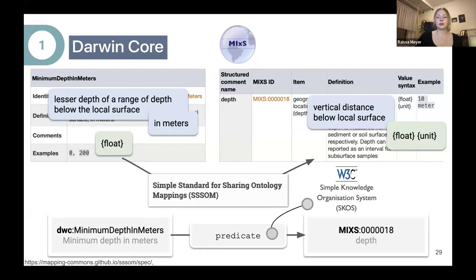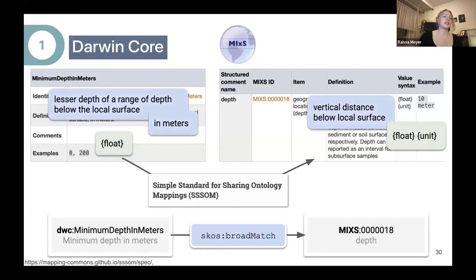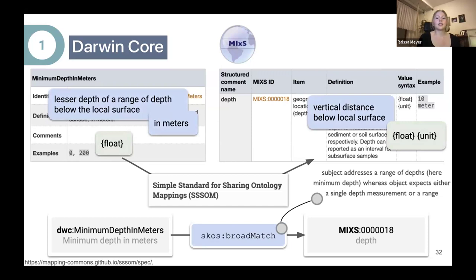And then for predicates, as I mentioned, we decided to use the SKOS system. And here we now have a broad match between the two. So the object is broader than the subject, which is the case because the subject, the Darwin Core term, addresses a range of depth. And here it specifically asks for the minimum depth of that depth range. And the object, the MIxS term, just wants a single depth measurement or a range. It doesn't really specify. So that is a bit broader in concept.